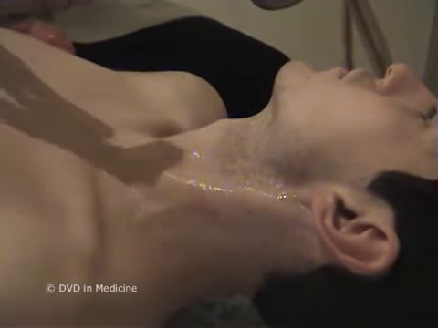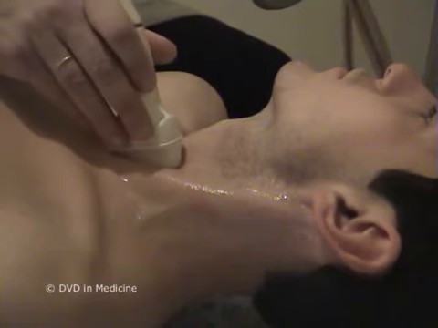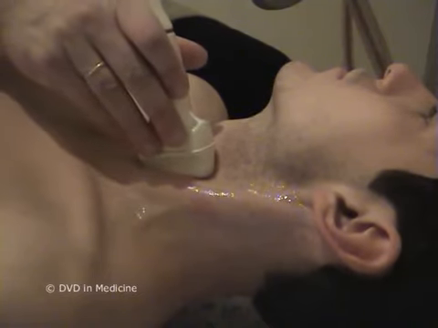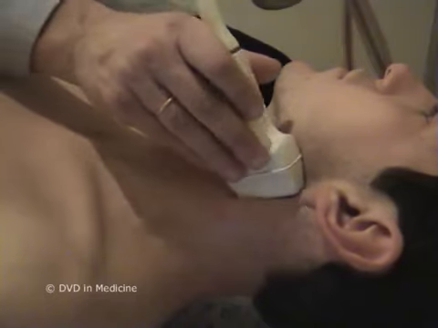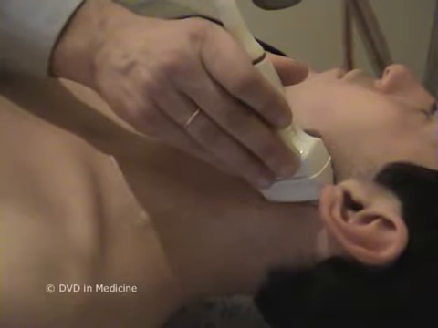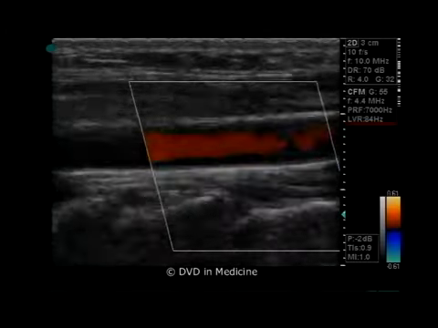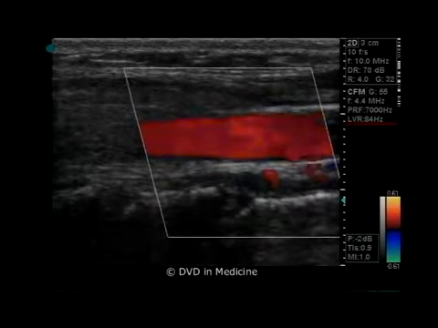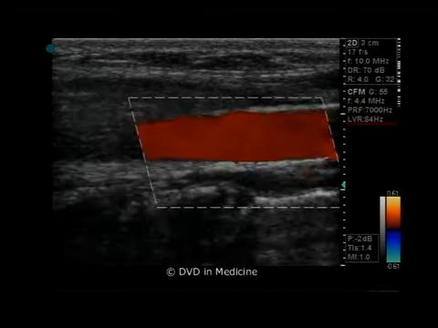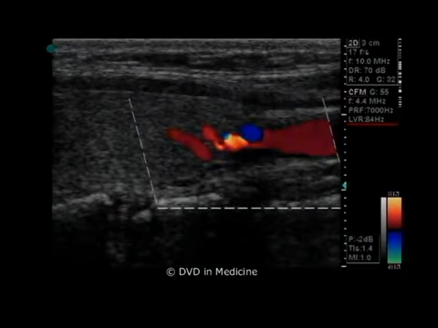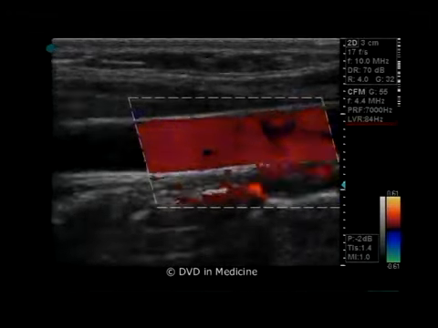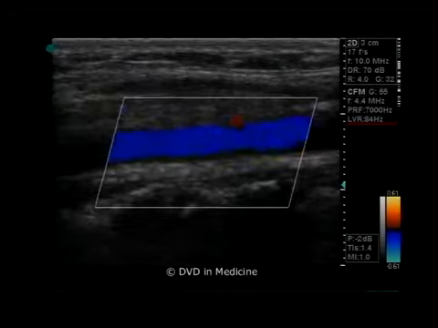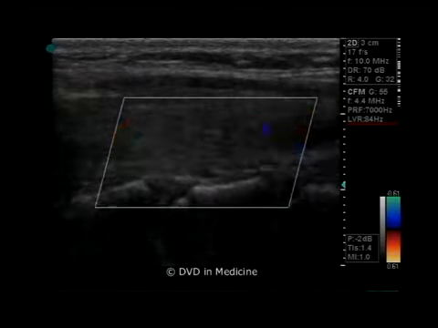Color Doppler is then activated and the vessels are examined in the longitudinal plane, again from the lower neck upwards. With the help of color Doppler, one can identify areas of abnormal flow. One can then make an initial assessment of their significance and determine whether further spectral examination is necessary.